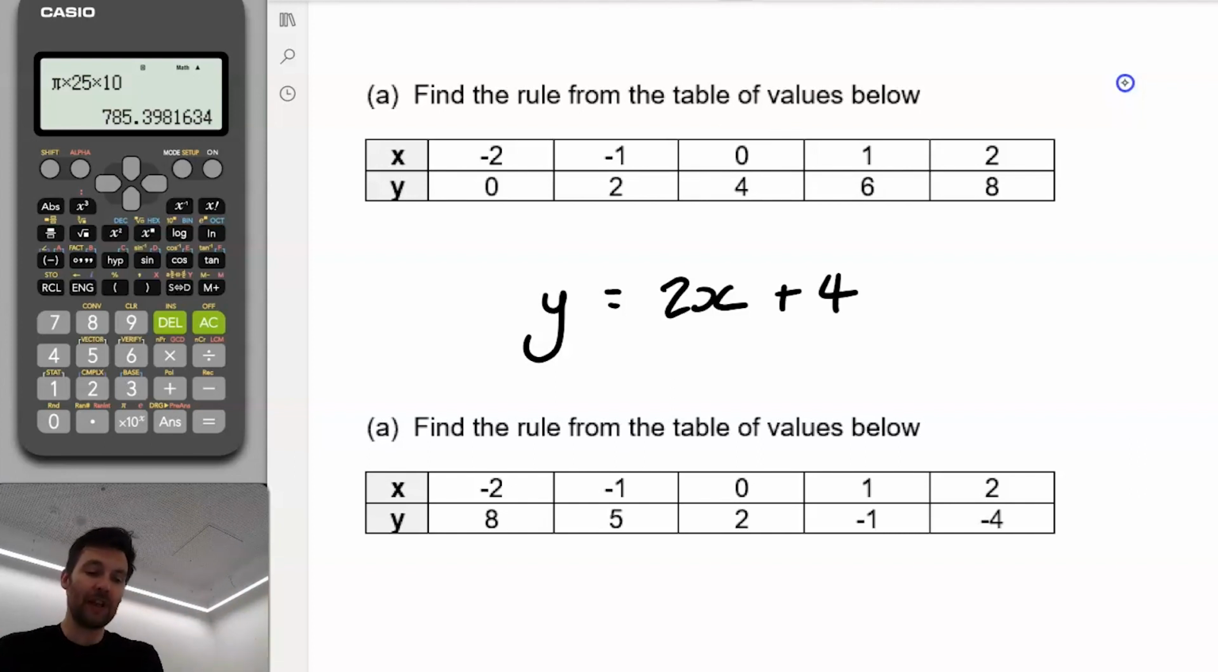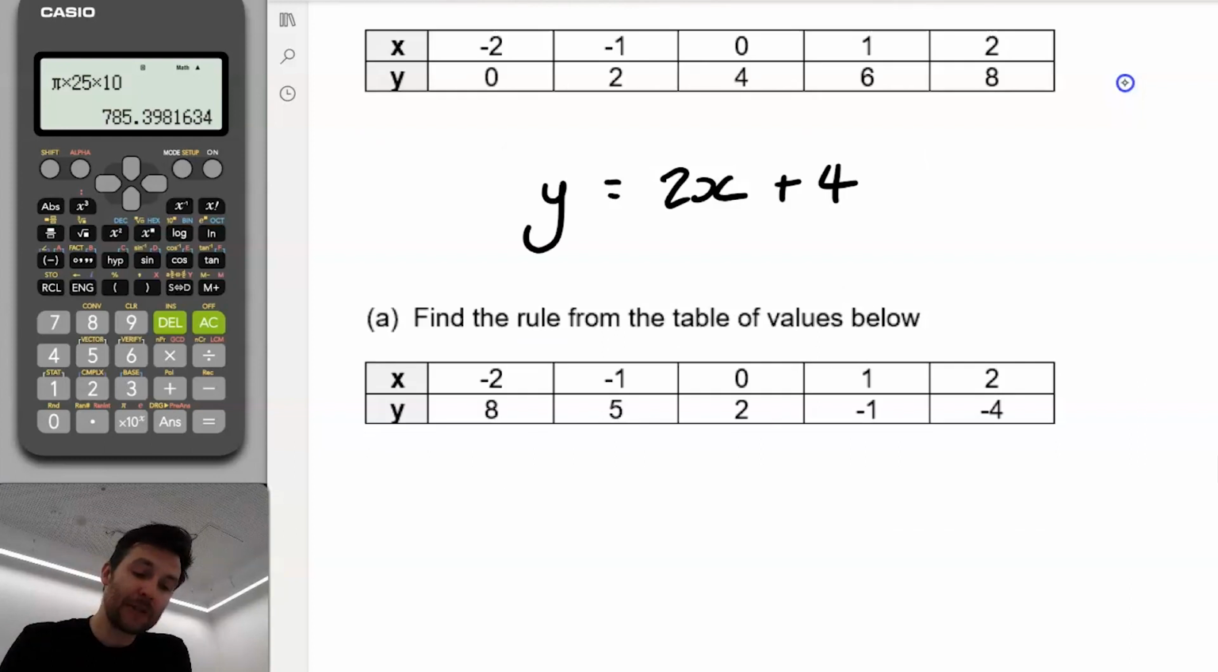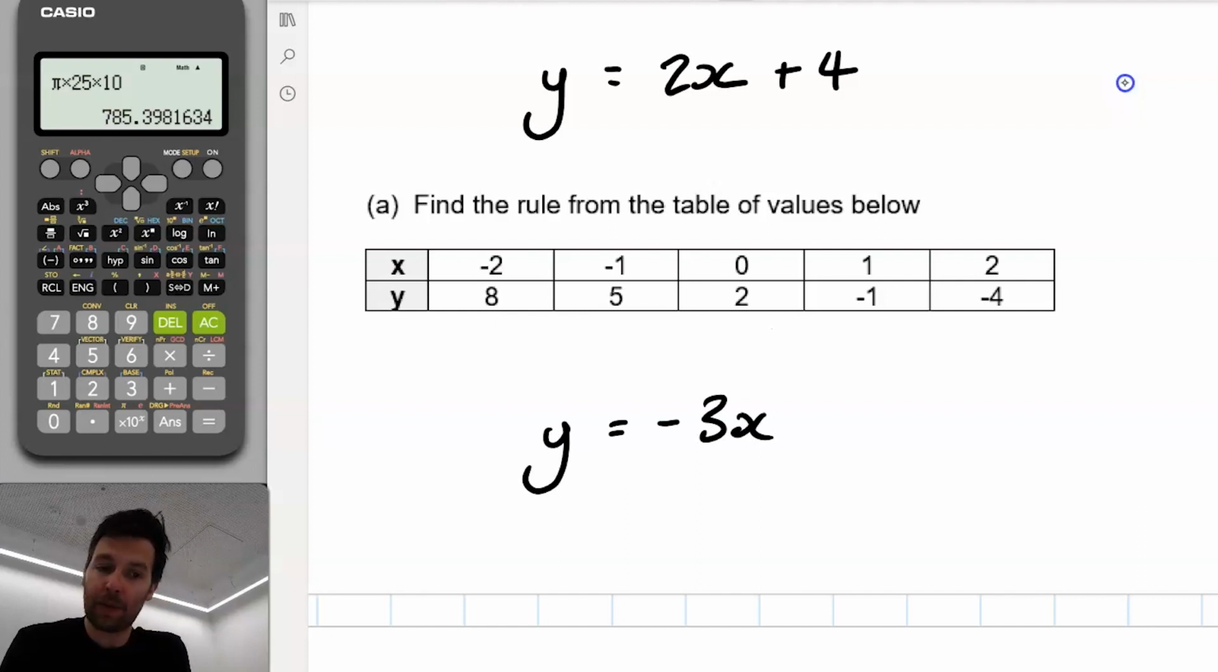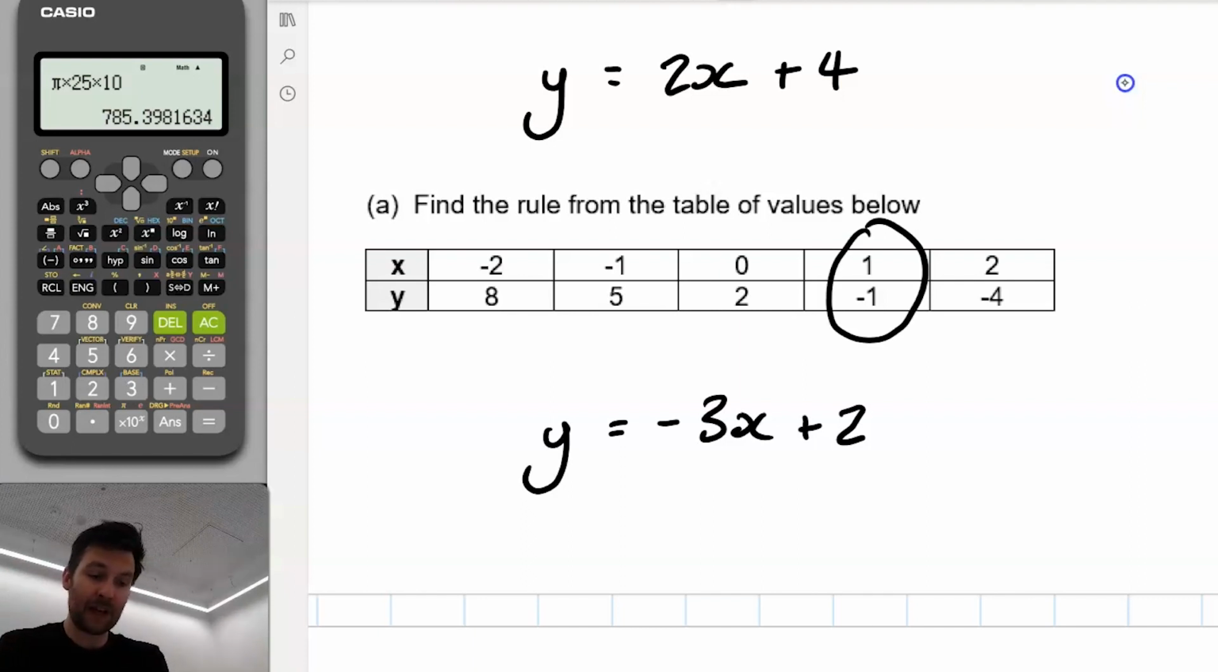So for these rules, you'll need 2 things. You'll need x multiplied by something, which could be positive or negative, and then you'll need to add or subtract something else as well. Let's try that for the next one. This is decreasing by 3 each time. So it's going to be y equals -3 times x. Again, we'll check here to see what we need to add or subtract to make the rule make sense, and it looks like we're going to add on 2. And by the way, you can just plug any of the numbers in to see if it fits the rule. We do here, for example, -3 times -1 is 3. Add 2 gives us -1.